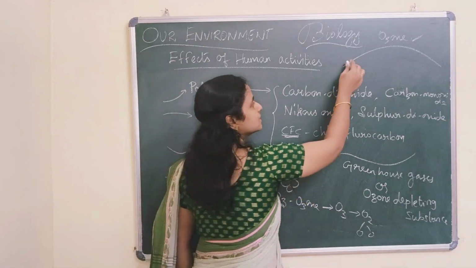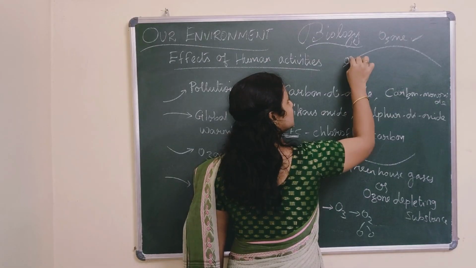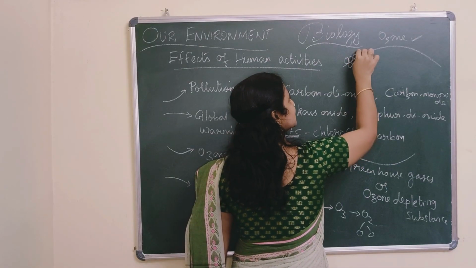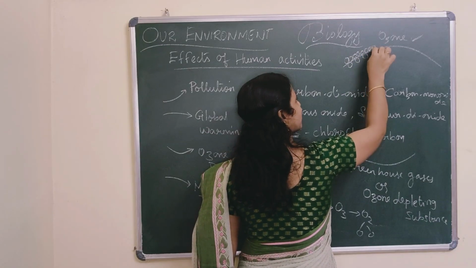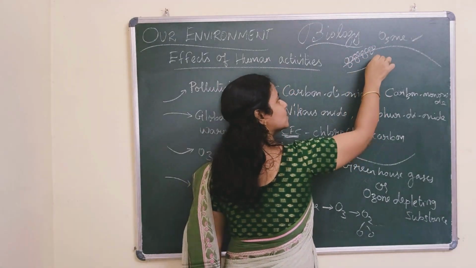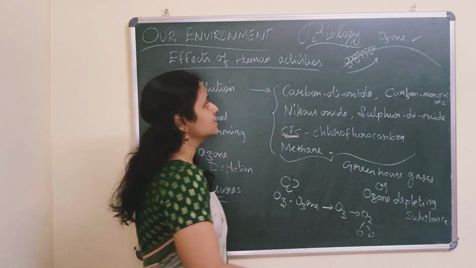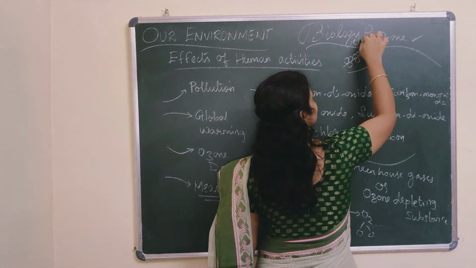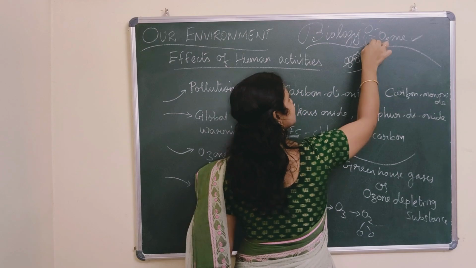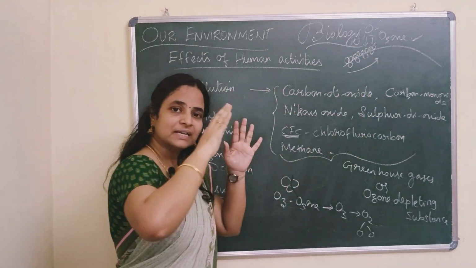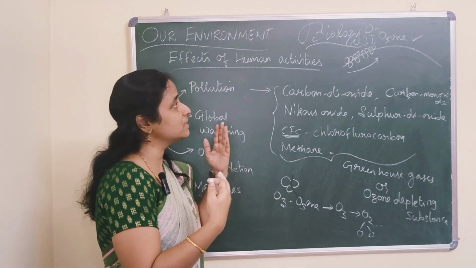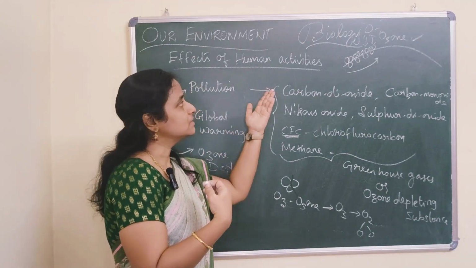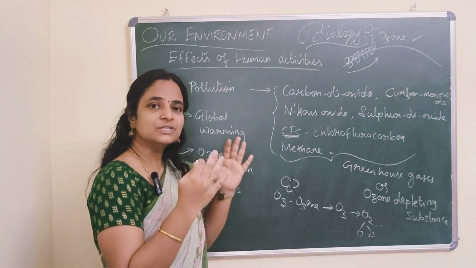So this ozone is called a deadly poison. Though it is called a deadly poison, this ozone acts as a shield. Why? Because the sun emits harmful rays, and this ozone protects us from the harmful rays. That is why it also acts as a shield. Though it is poisonous to humans, it is forming a shield.